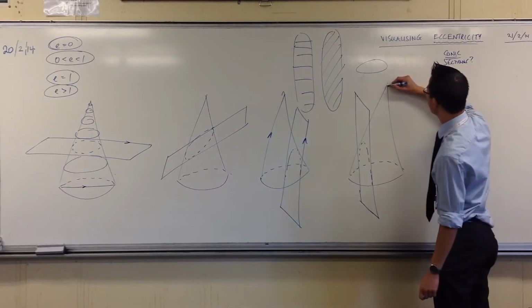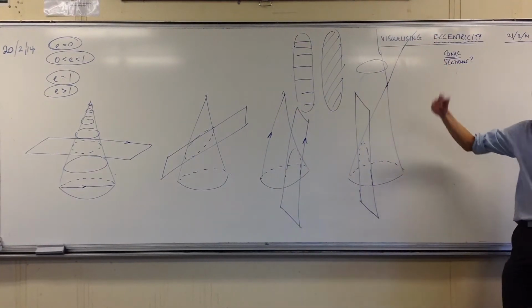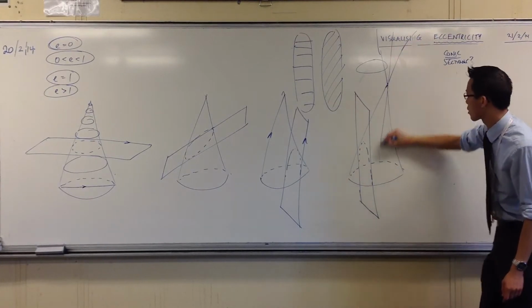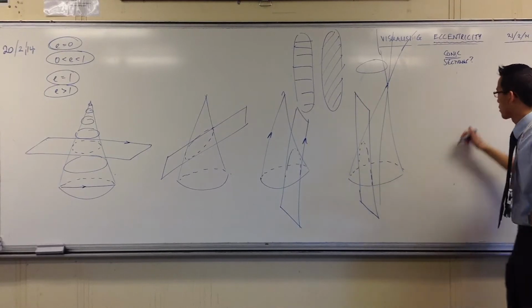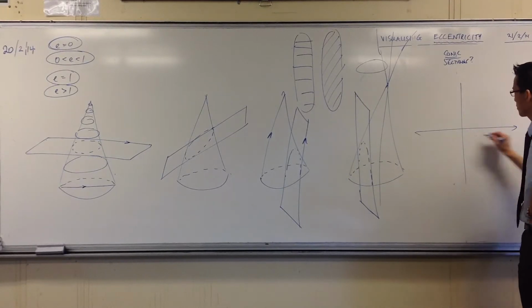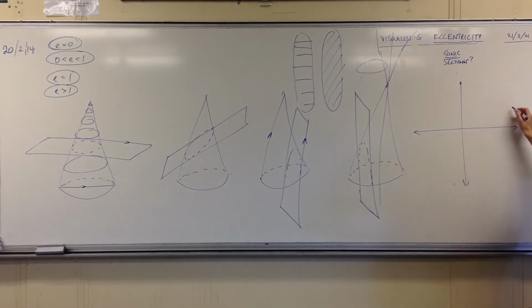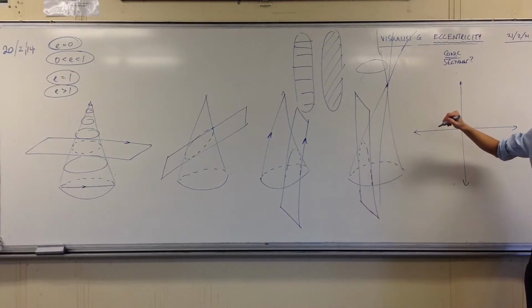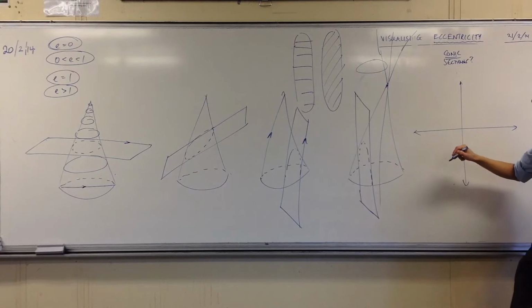We're picturing two cones sitting on top of each other, a double cone, if you like. So if my plane did go right through the middle, what would it look like? If it's going right through the middle, I guess these things should touch, shouldn't they? But what kind of shape would I get?